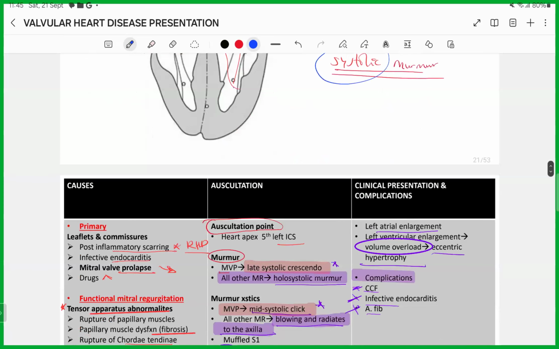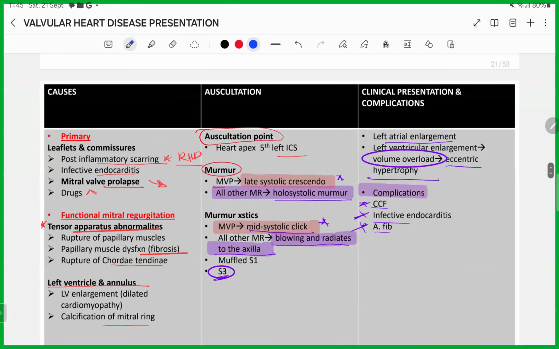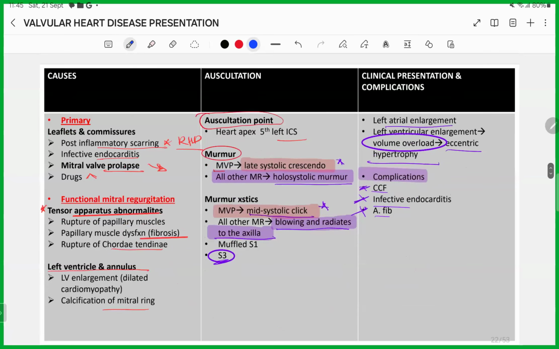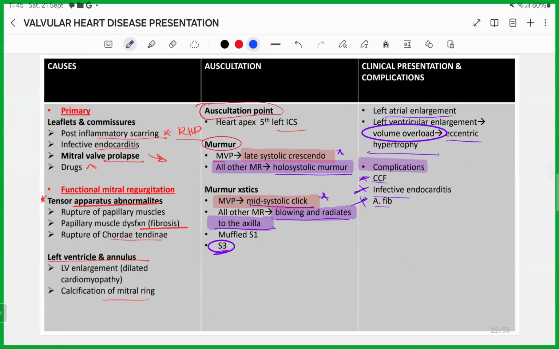You can have primary causes, where primary is when it's the valve itself which is the problem, the leaflet. So you have anatomical issues with that. It could be scarring, again due to rheumatic heart disease, infective endocarditis, and also something known as mitral valve prolapse. So I'll quickly show what mitral valve prolapse is.